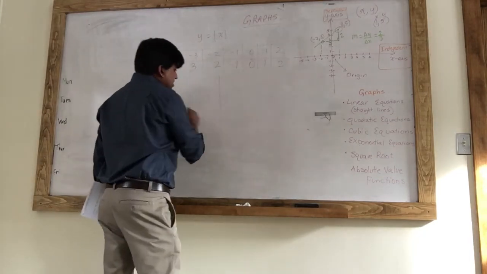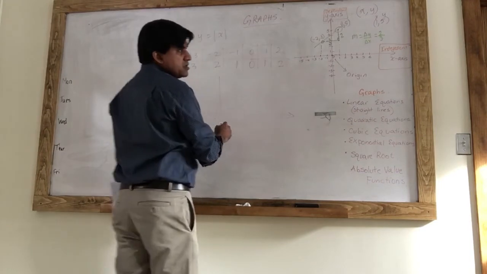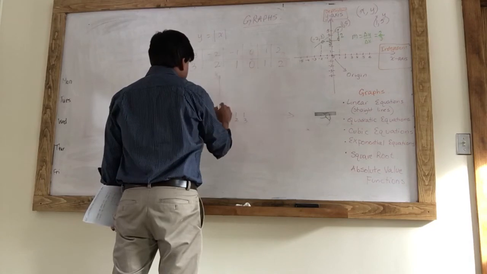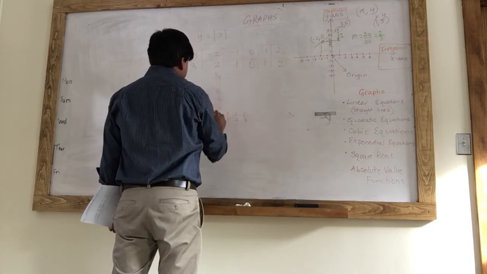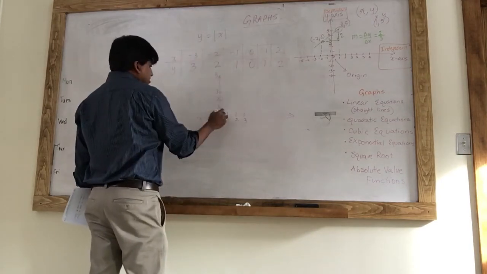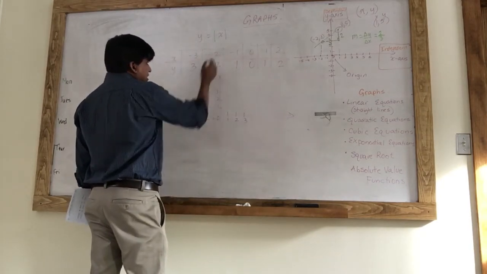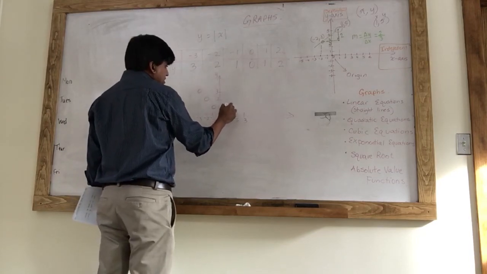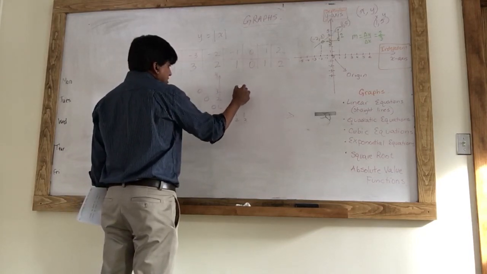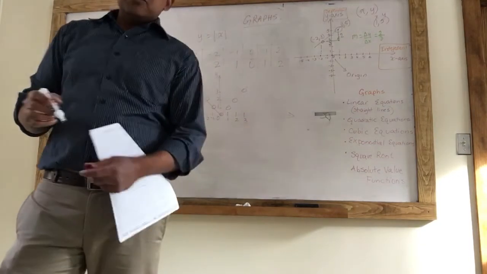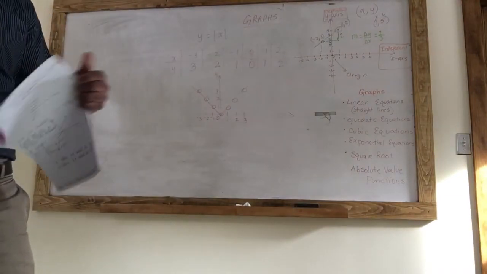Now what if we plot this? Right? So we've got 0, 1, 2, 3. 1, 2, 3. So at negative 3 we are at 3. So negative 3 and 3 we come up here. Negative 2 and 2. Negative 1 and 1. 0 and 0. 1 and 1. 2 and 2. 3 and 3. So we get this V-shaped graph. Whenever you get a V-shaped graph, it's always using the absolute value function.